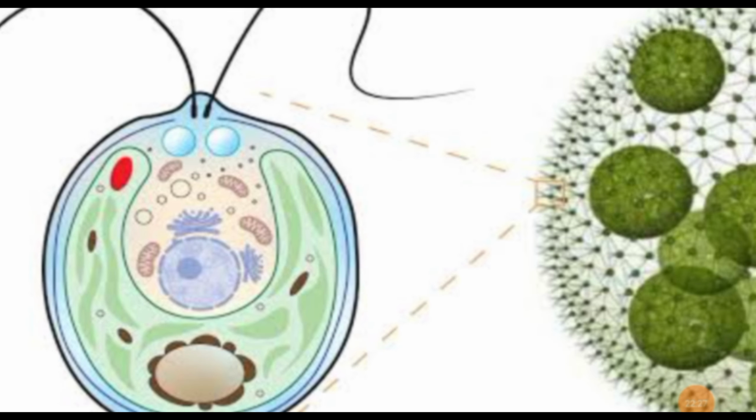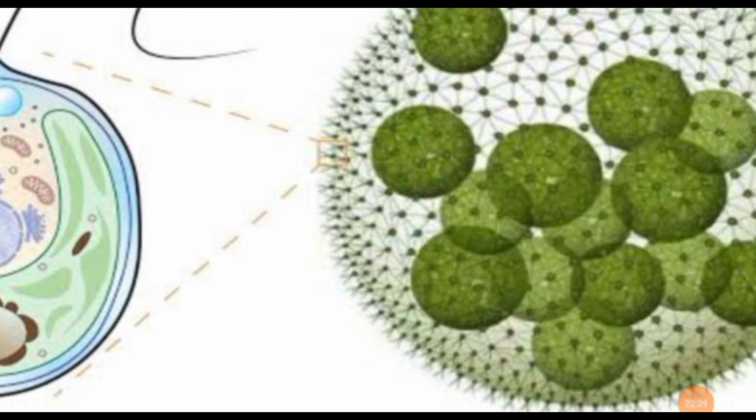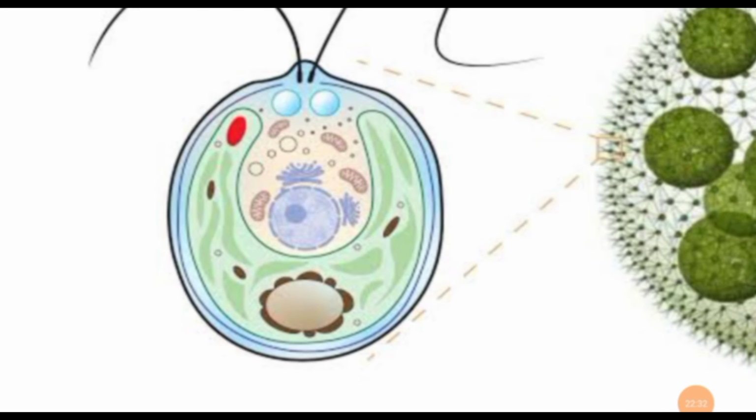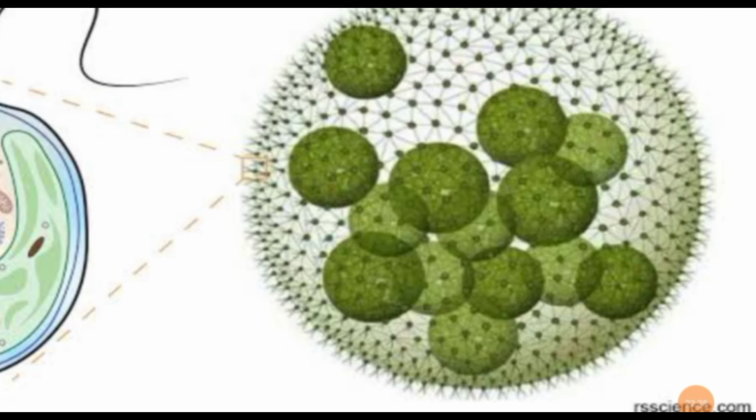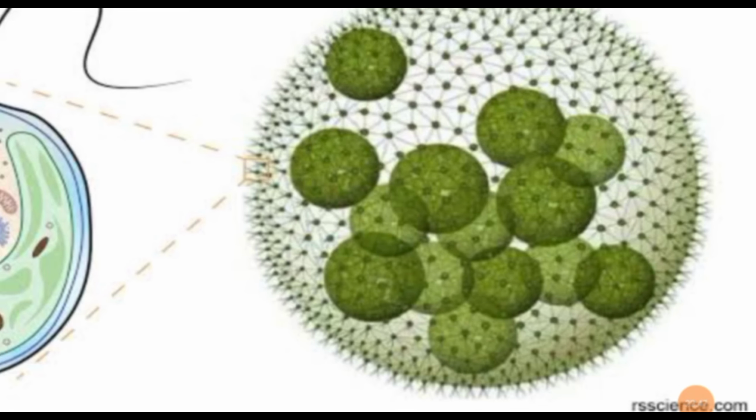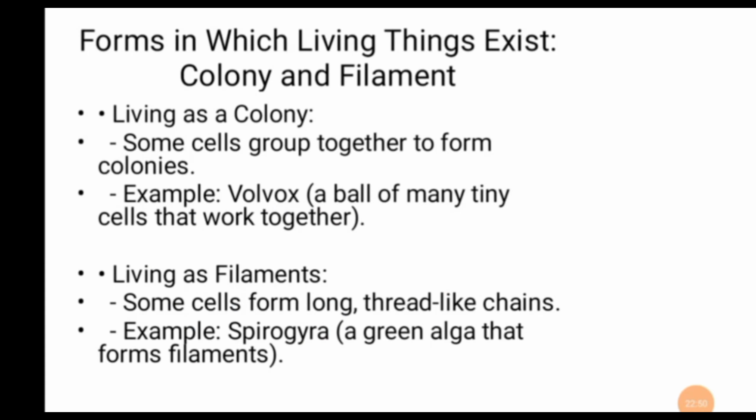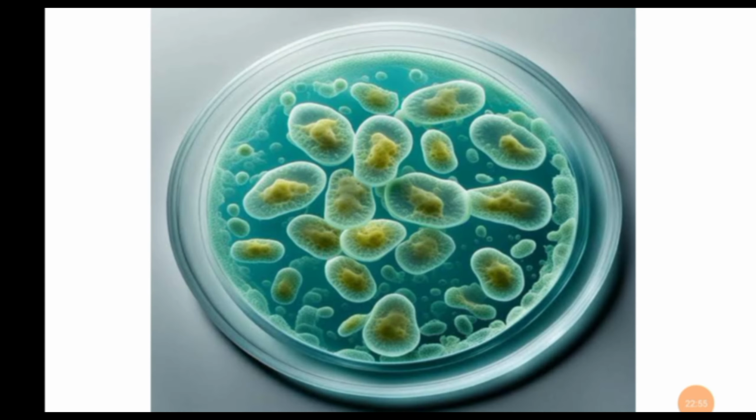So this is how a volvox exists. This is a single volvox, but when they come together, this is how they look. This is a colony of volvox. They come together this way and they reproduce together, they feed together, they do a lot of things together as a colony. The second one, even amoeba, exists as a colony. Yes, this is a typical picture of an amoeba existing as a colony.